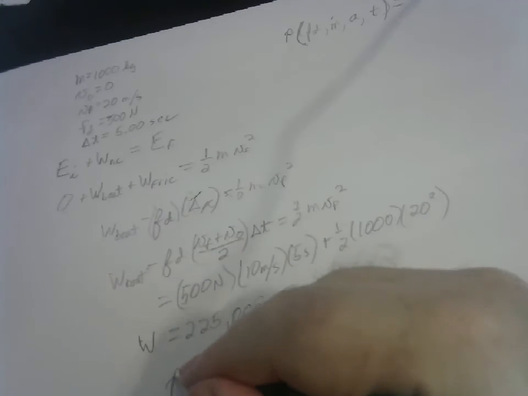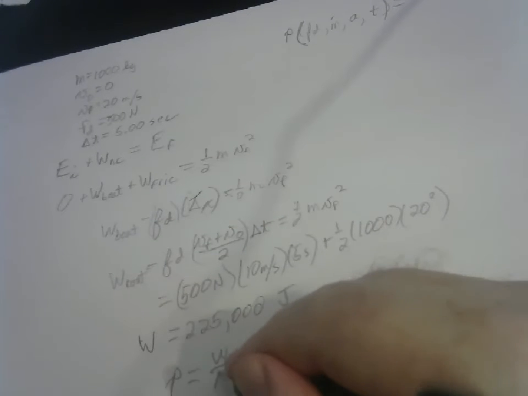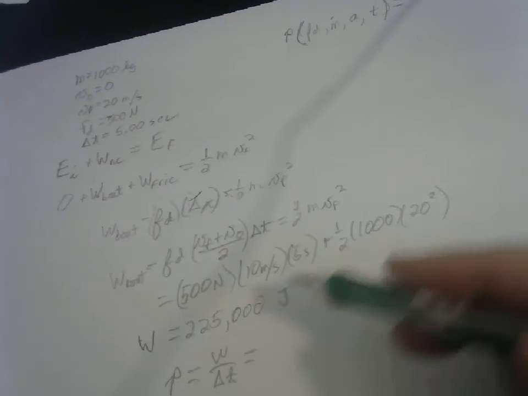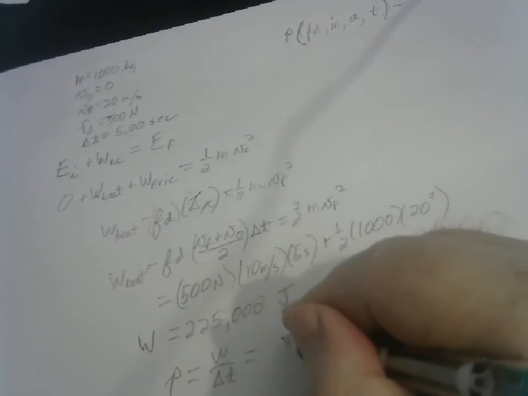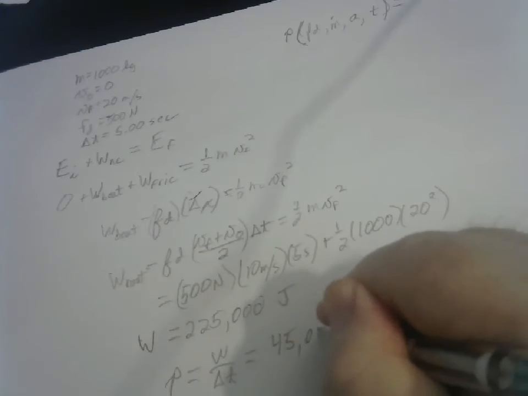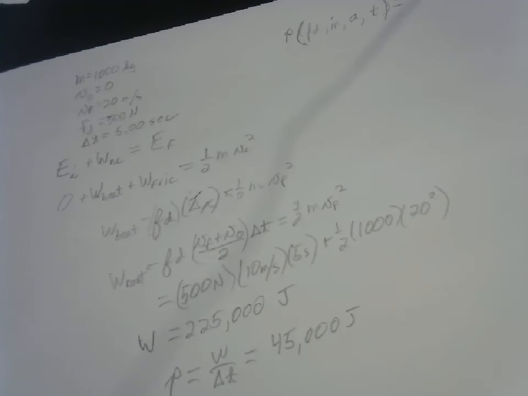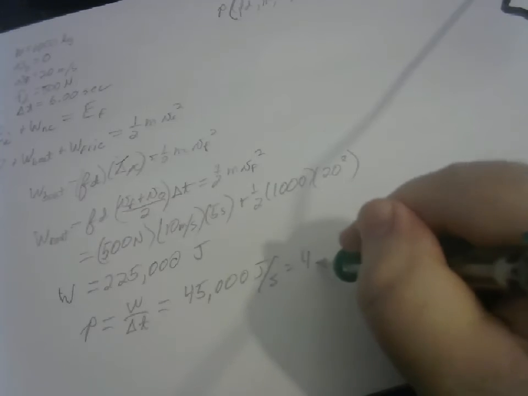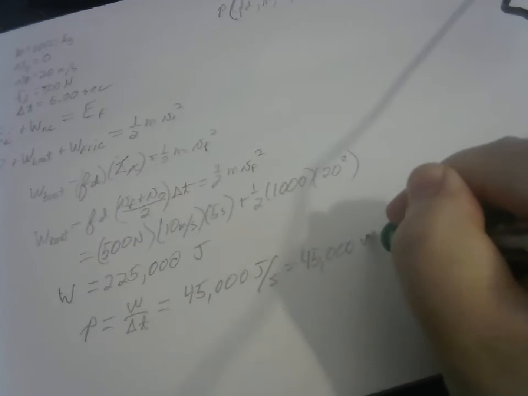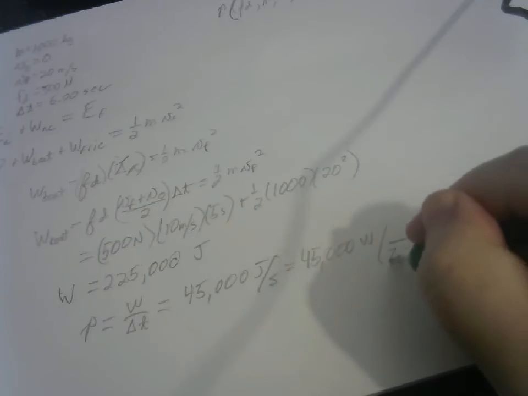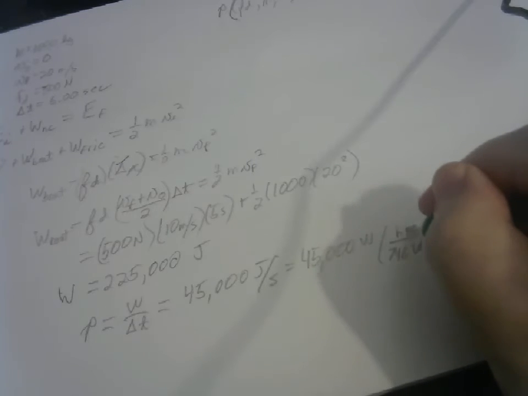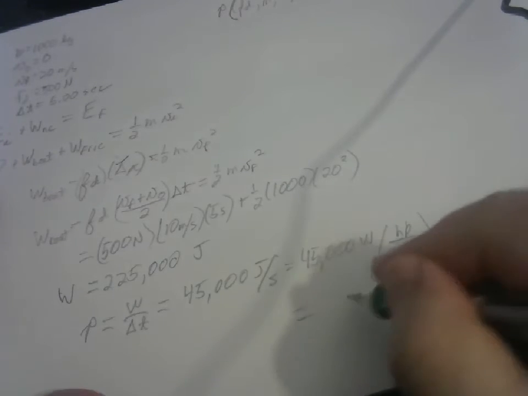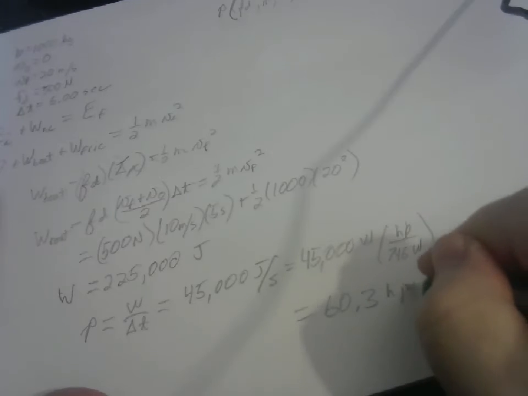So our power is going to be equal to the work over delta t. So 225,000 divided by our 5 seconds is 45,000 joules per second, equals 45,000 watts, or divide by 746 watts per horsepower, and you get 60.3 horsepower.